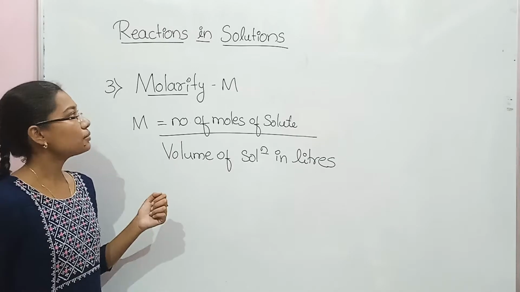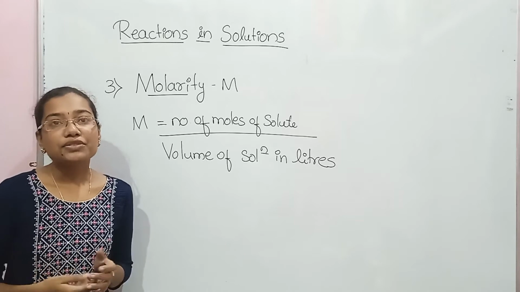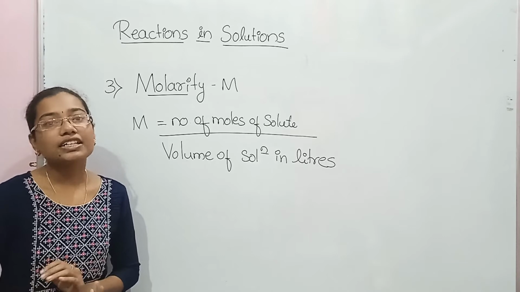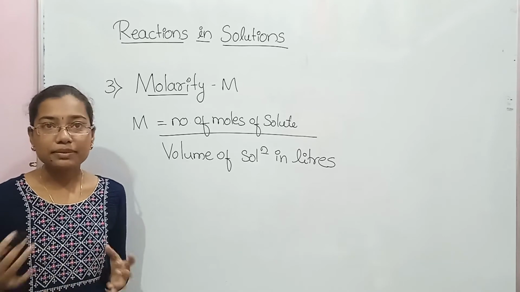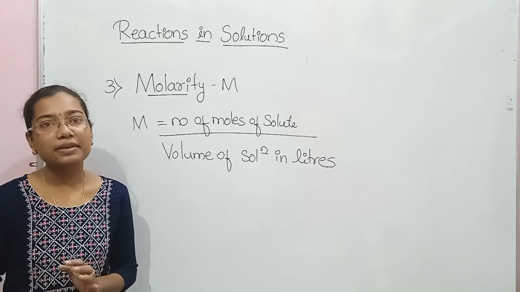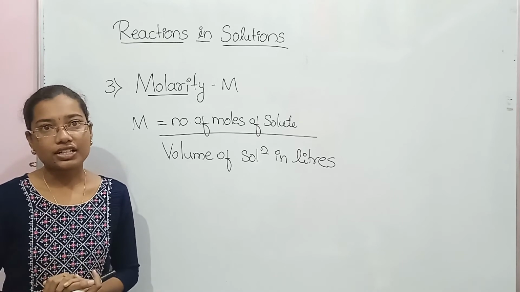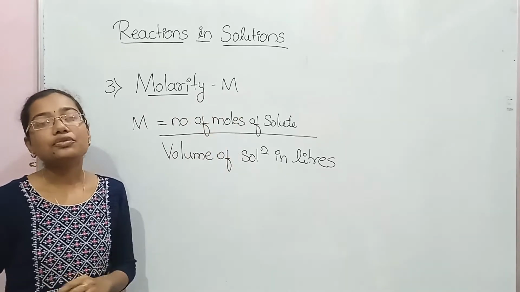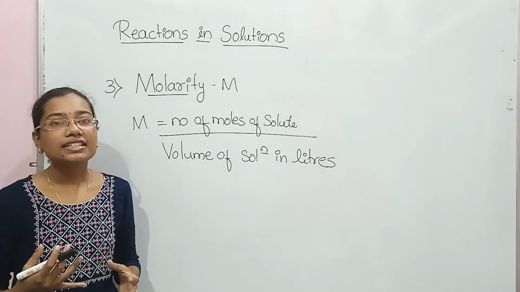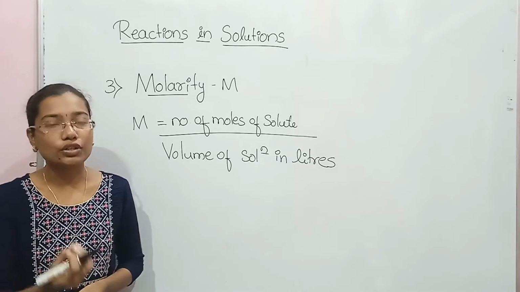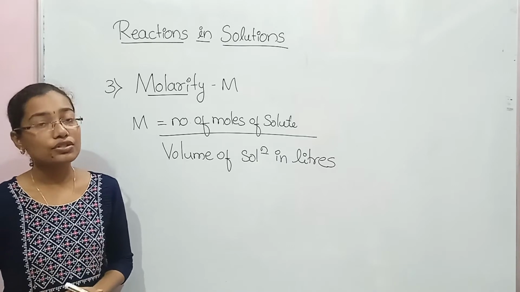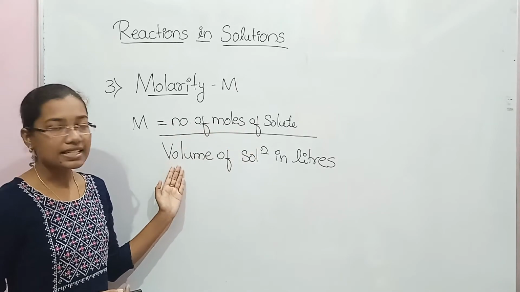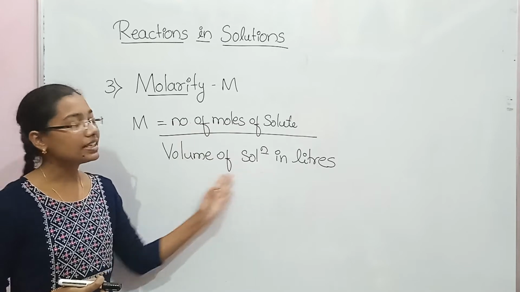So the third one is molarity. Molarity is one of the widely used concentration representing methods, which is very much used in experiments and in laboratories, right? Molarity is represented by capital M. Then what do you mean by molarity? Molarity is defined as the number of moles of solute present in 1 liter of solution. Here, the number of moles of solute is dissolved in 1 liter of solution.